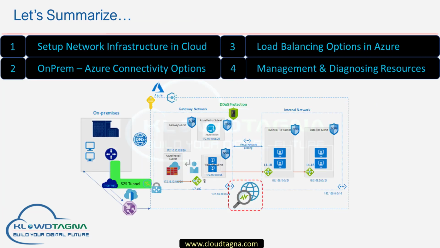Let's quickly summarize what we have learned. First, we talked about setting up network infrastructure. Then we talked about the connectivity options and load balancing options. Finally, we looked at some of the management and diagnosing options available in Azure. Hope this information helps you to architect cloud solutions.